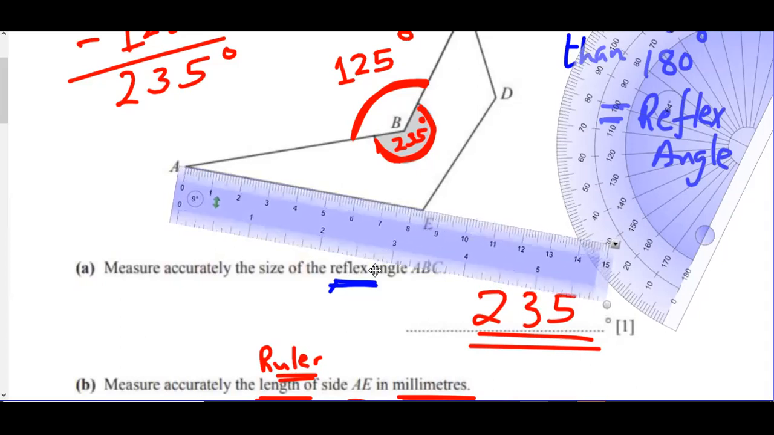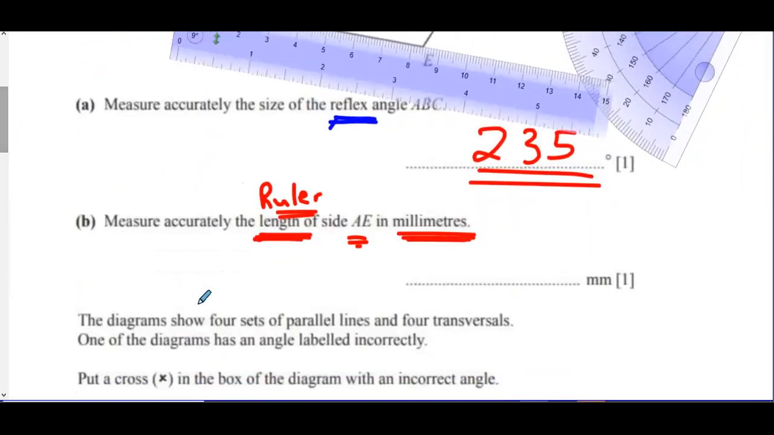So according to my ruler, I can see that it is 0, 1, 2, 3, 4, 5, 6, 7, 8, 9. So this is between 8 and 9. So this will be 8.1, 2, 3, 4. So according to my ruler, it's 8.4.